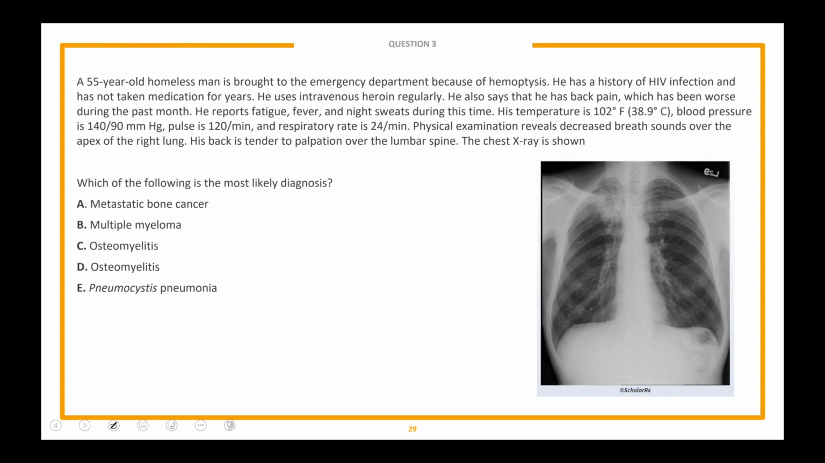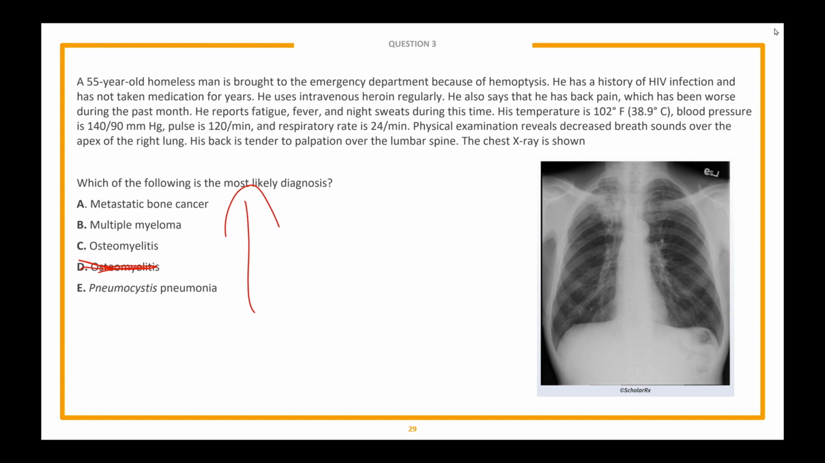I see that there's actually 2 answer choices there for osteomyelitis. So let's go ahead and cross off answer choice D. If you think osteomyelitis is the right answer, just go with C, don't select D. And once again, I will start at the bottom and work our way up. Answer choice E, pneumocystis pneumonia. C, osteomyelitis. B, multiple myeloma. And A, metastatic bone cancer. So I want you guys to start coming up with what you think is the most likely diagnosis, and we'll open up that poll, and we'll talk about it in just a few seconds.